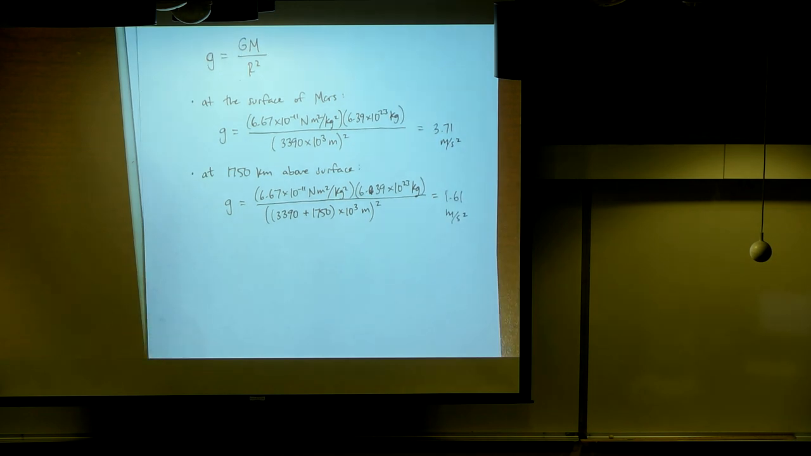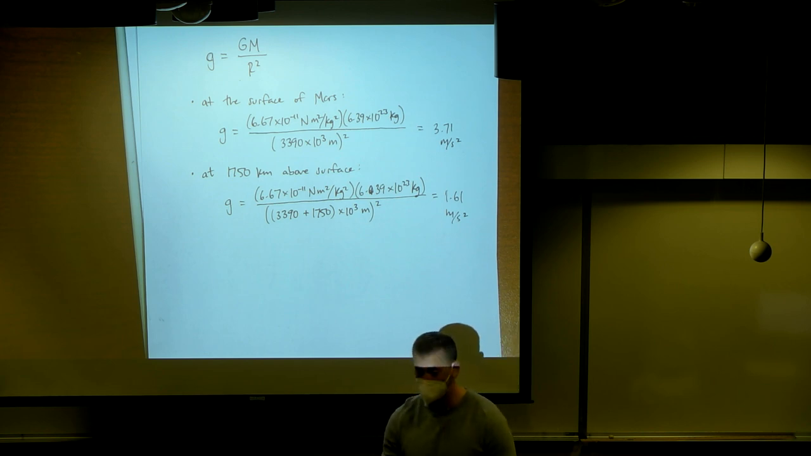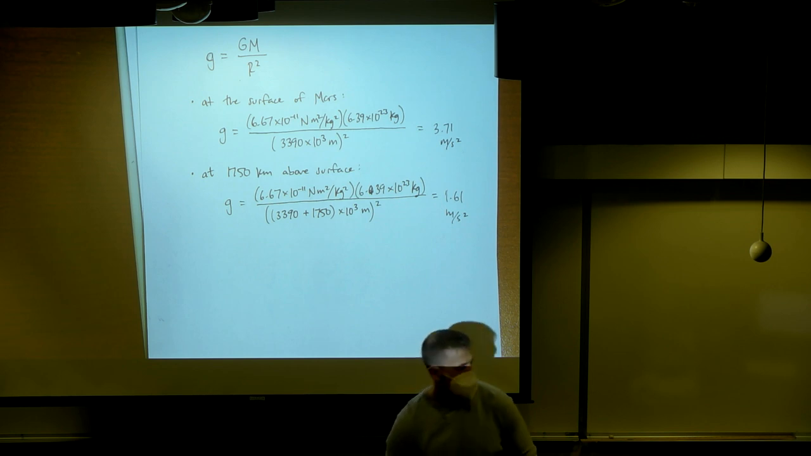So that's, of course, illustrating the fact that we already know, which is that as you get further away from a body, its gravity falls off, it decreases. Okay? So that's it for today.